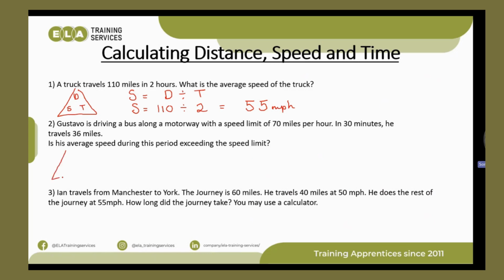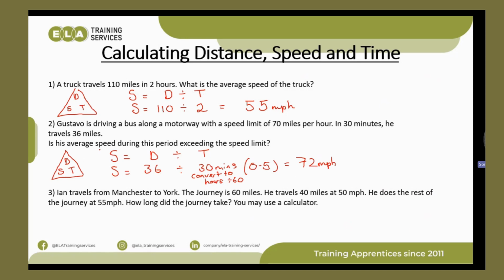So we need to draw our triangle again. It's really super good to draw the triangles each time you do these questions. And your question is asking for speed again and the limit. So we're going to do distance divided by time. Now, our distance we know is 36 miles, but our time is 30 minutes. So we need to convert to hours by dividing by 60. So 30 divided by 60 is 0.5. So now we're going to do 36 divided by 0.5, and our answer is 72 miles per hour.